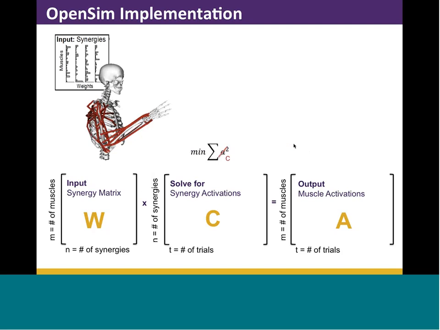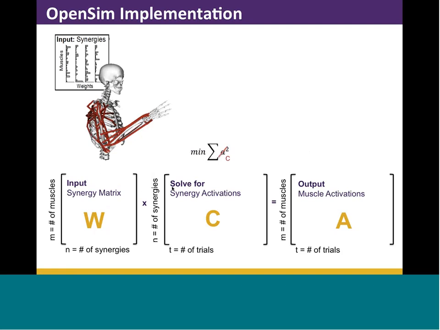And so out of synergy optimization, you'll both get these muscle activations as you would normally, which is the sum product of your specified synergy matrix. And then you'll also get the synergy activations over a given task.